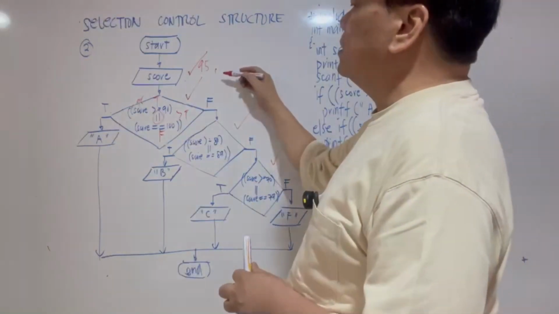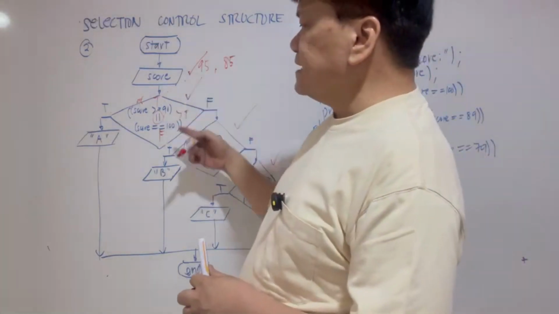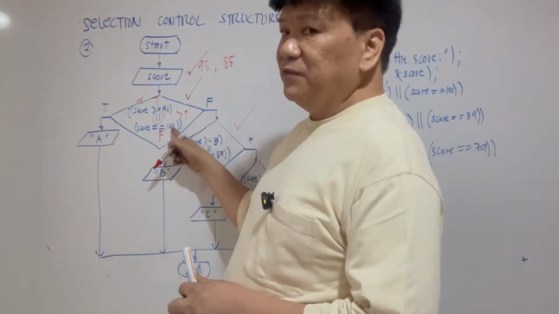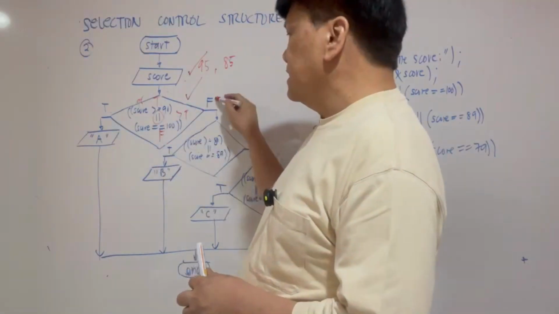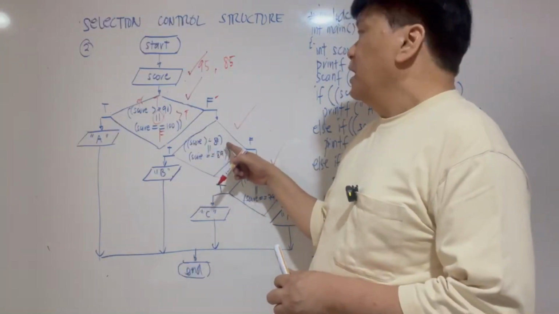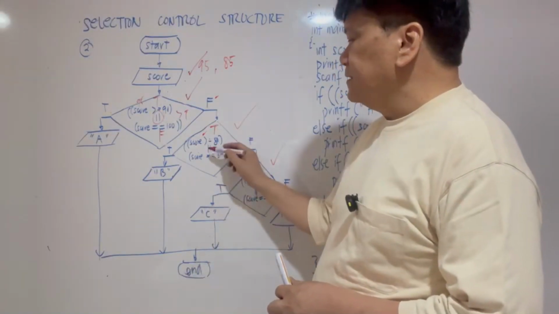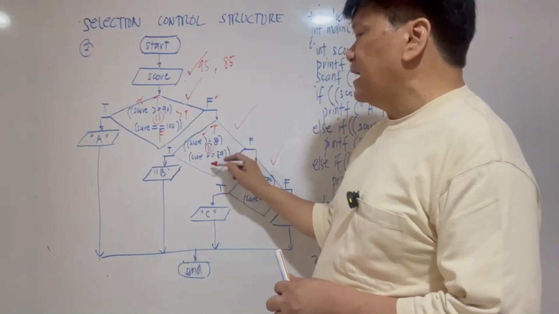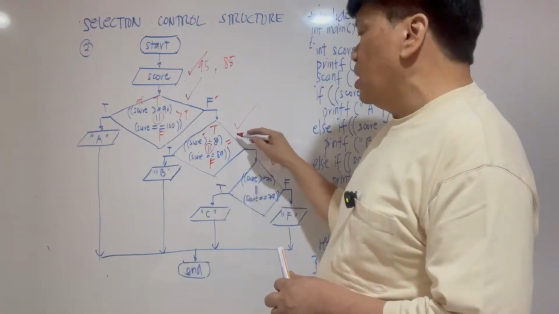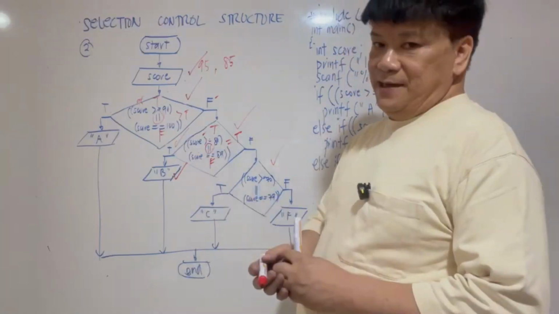Now another example, let's say 85. Now we do the testing. Is 85 greater than 90? False. Is it equal to 100? False. False or false, still false. 85, is it greater than or equal to 80? It is greater than, so that is true. Or it is equal to 89, false. But true or false will give you an output of true. So that will output B.